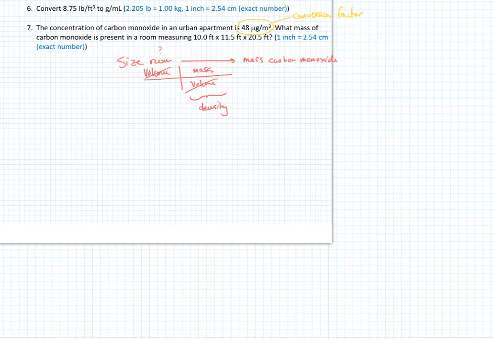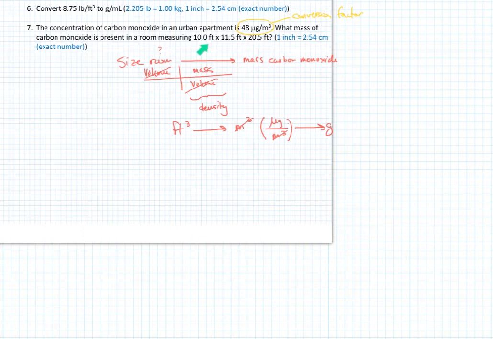Okay, so how do we actually want to do this in terms of units? Then we're going to say something like, we're going to have feet cubed, and we need to get that somehow into meters cubed. And if I have that in meters cubed, then I can multiply that times micrograms per meter cubed. Meter cubed will cancel meter cubed. And then I'm going to need to convert micrograms into grams. That's my general conceptual strategy. So how am I going to go about doing this?